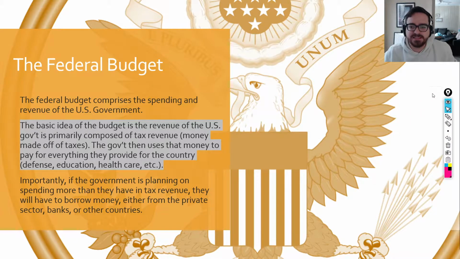The basic idea for the budget is the revenue is composed primarily of tax revenue, money made by the government off of taxes. The government then uses that money to pay for everything that they might provide. In America, that includes things like defense, education, Medicare and Medicaid. Now, there are proposals to add things to this. Think of clean energy initiatives like the Green New Deal that's been talked about by some people on the Democrat side recently, or socialized healthcare from people like Bernie Sanders, which would be adding more onto this bill.